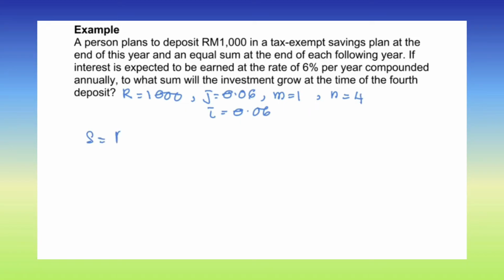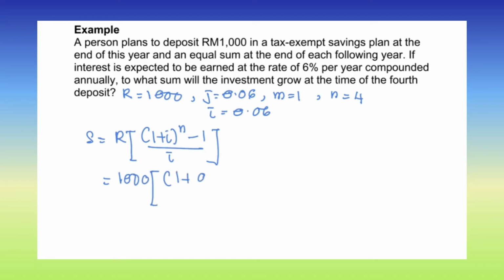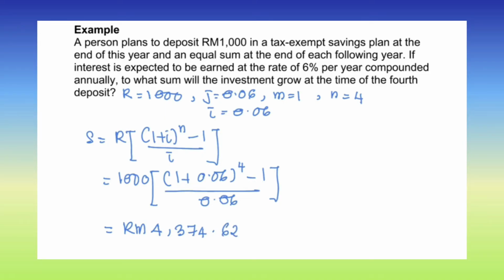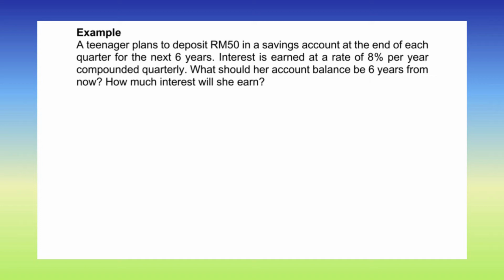S is given by R times (1 plus I) to the power of n minus 1, divided by I. So substitute all the values. We have 1,000 times (1 plus 0.06) to the power of 4 minus 1, divided by 0.06. So the answer will be RM4,374.62. Let us move on to the next example.